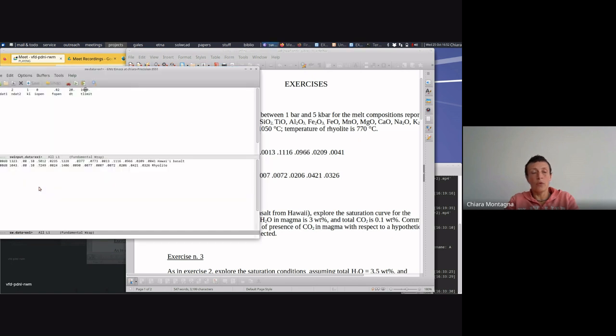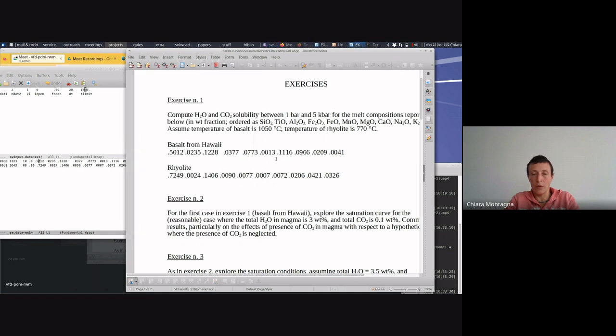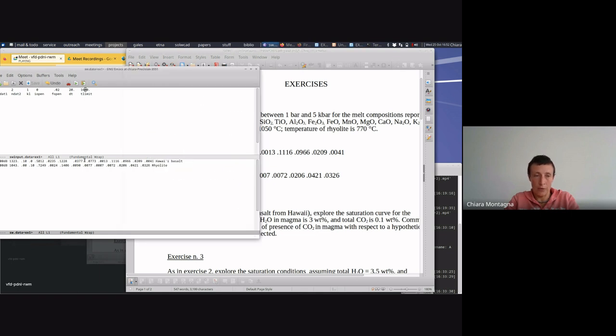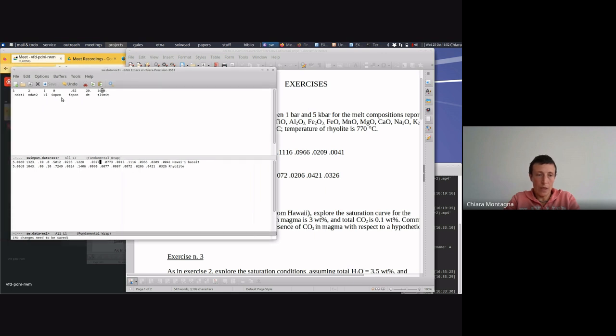So we need to put a very high total content of water so that we don't run out of it, because if it's all dissolved, then we cannot calculate solubility anymore, because you can't dissolve more than what you have in total. CO2 needs to be set to 0. And then there is the composition of the silicate melt, in the order that is given here, exactly copied from here. So now let's run the calculation for the basalt.